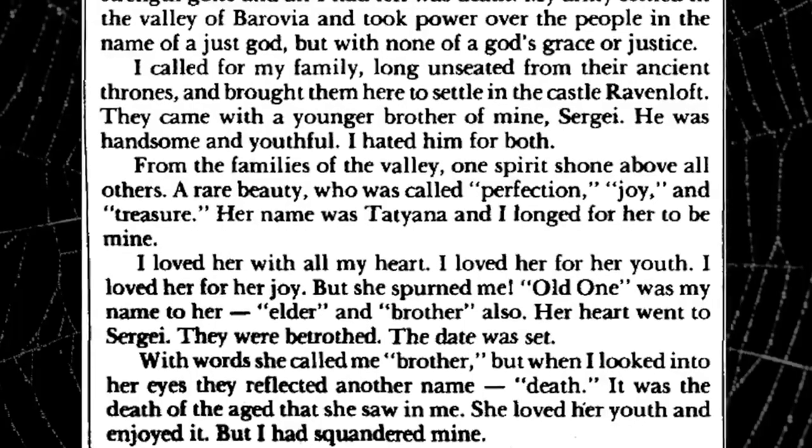From the original Ravenloft module, what we already know is 500 years ago, Strahd was a decent guy as far as conquering warlords go, but he lamented losing his youth fighting wars. After he settled down to rule his country, he fell in love with a village girl, Tatiana, who was just so perfectly beautiful. But she was like, ew, you're old, you're like practically dead. And she fell in love with Strahd's hot younger brother, Sergi, instead.